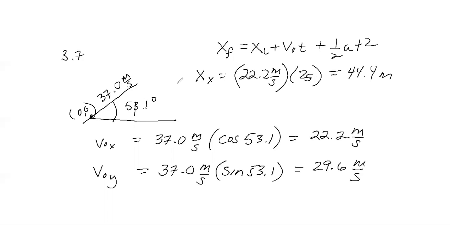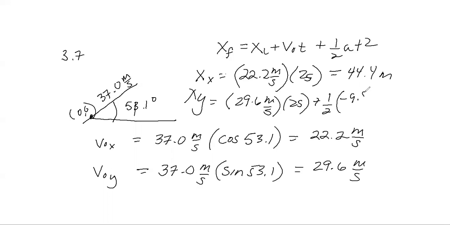44.4 meters. And for my y component, x sub y, once again, I started at 0, and I have initial y velocity of 29.6 meters per second times 2 seconds. Then I have an acceleration in that direction equal to gravity, minus 1/2 or plus 1/2, negative 9.8 meters per second squared times 2 seconds quantity squared, and that's going to give me 39.6.